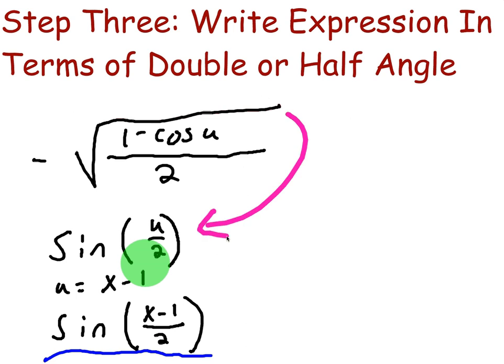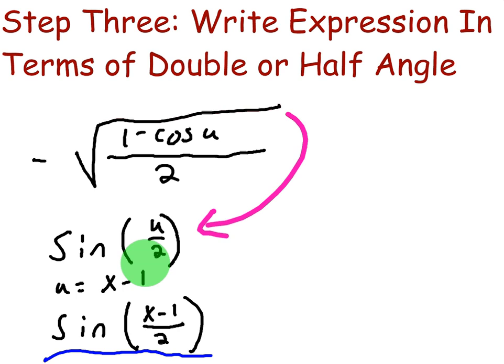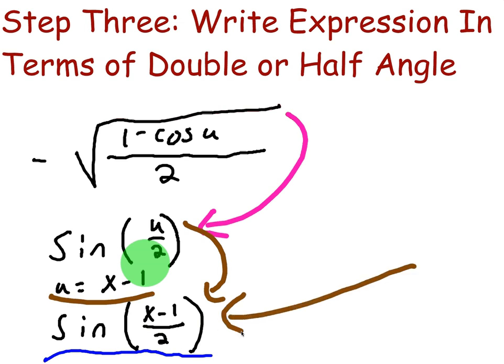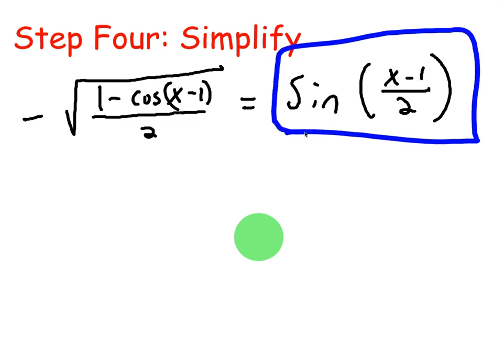Now finally, we said originally when we did the substitution that u was equal to x minus 1. So what we're going to do is replace the u with x minus 1, since that's what it equals, and that's basically going to be our final answer, sine of (x minus 1) over 2. So to reiterate, we started out with negative square root of (1 minus cosine of (x minus 1)) over 2. The final answer is sine of (x minus 1) over 2.